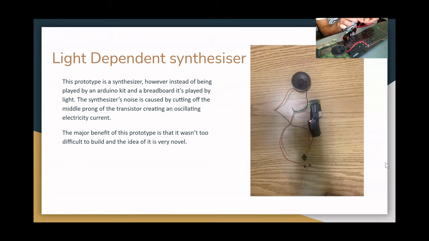I'm not covering the resistor, so I'm letting all the light possible go into the resistor. However, when I cover the resistor, a lower pitch occurs. The synthesizer's noise was created by cutting off the middle prong of the transistor, which creates an oscillating electricity current. A major benefit of the synthesizer is the fact that it's a very novel idea. And making it wasn't too difficult since all supplies were actually provided by the Frith Lab besides the speaker.